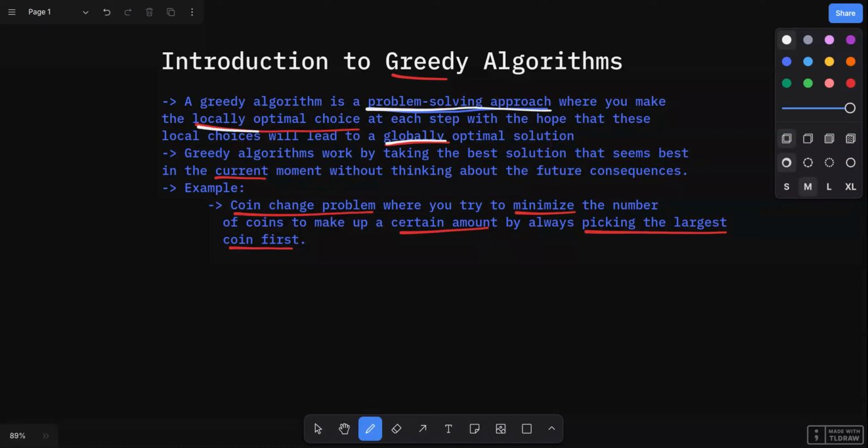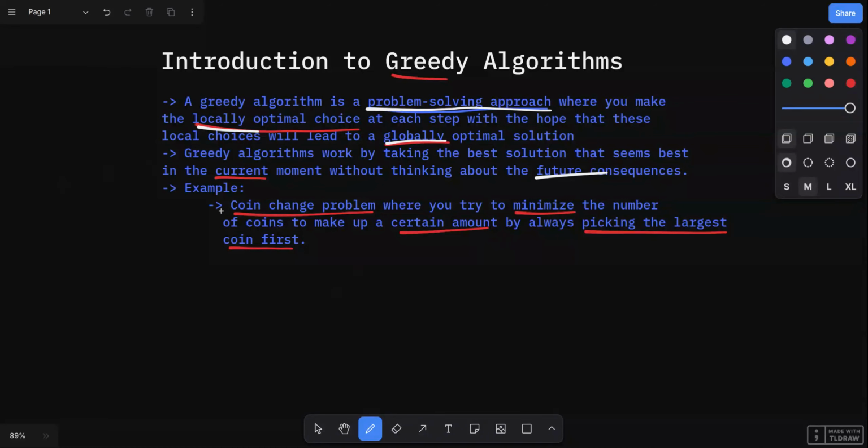And these greedy algorithms ideally work by taking the solutions that seem to be the best in the current moment without thinking about future consequences. One of the downsides to this is that it could lead to a point where your future solution is not optimal, because the solutions that seemed optimal in your local choices could lead to a final solution that is not the one that was desirable. So that is what greedy algorithms are, and that is one of the downsides to them.